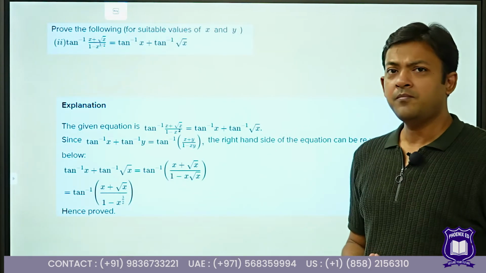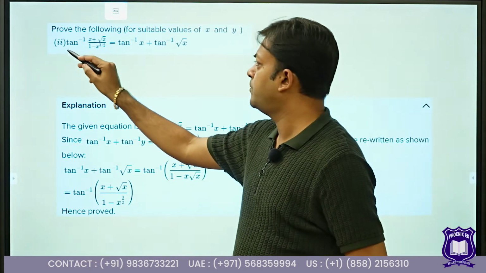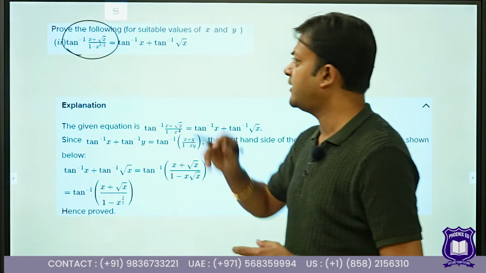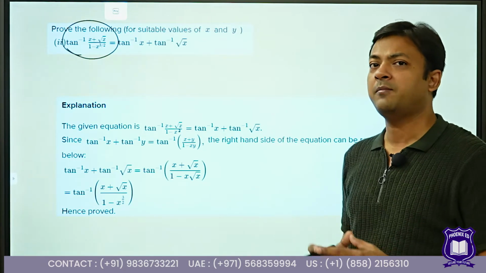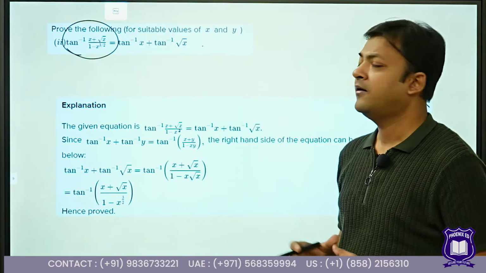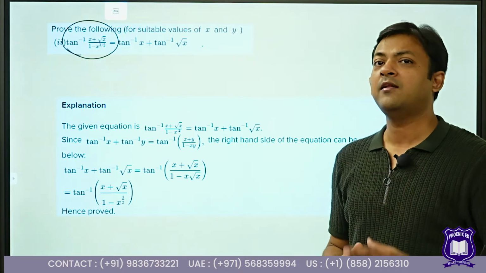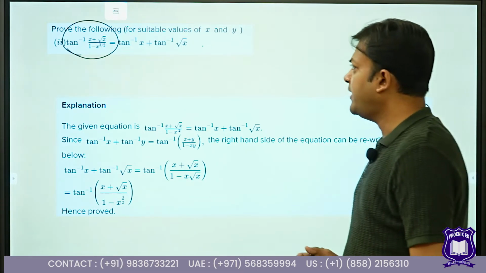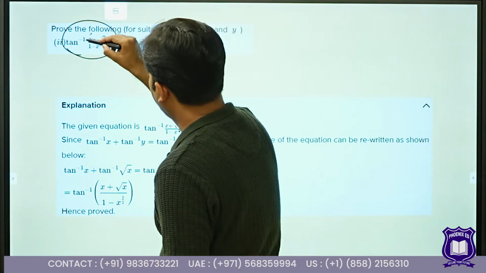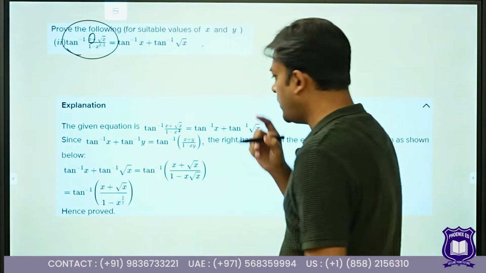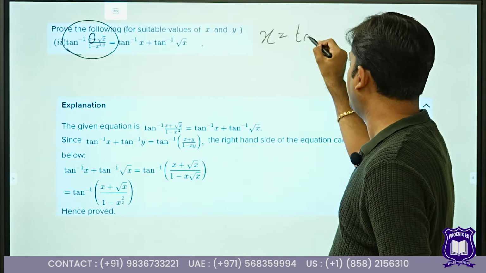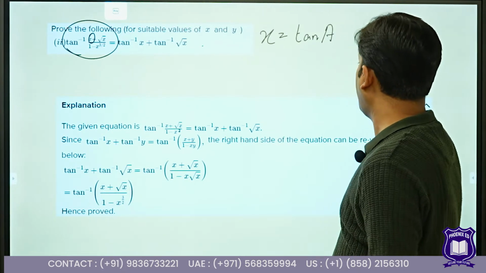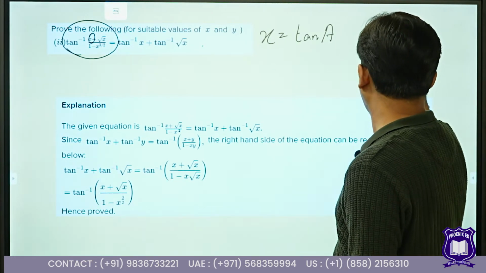Quite a similar problem where we have to prove the other way around, that tan inverse of (x plus root x) by (1 minus x to the power 3 by 2) can be simplified as the sum of two tan inverse functions. Let's see. The simplest way to approach this sum is, we'll assume x is equal to tan of a, and we would assume root x is equal to tan of b.